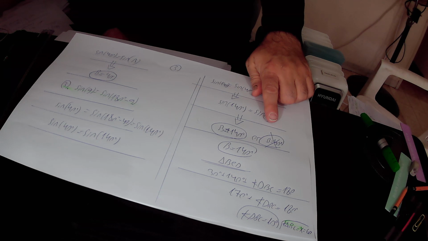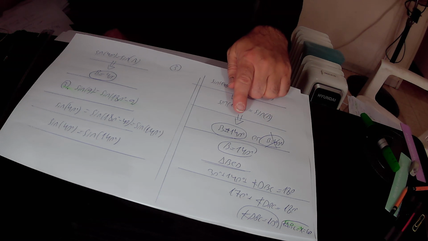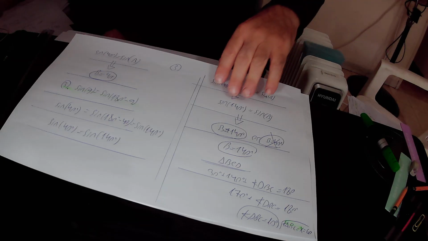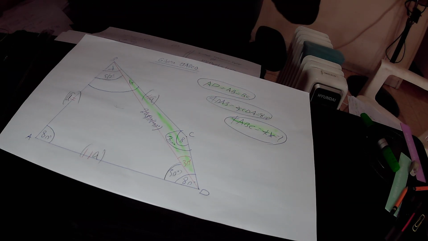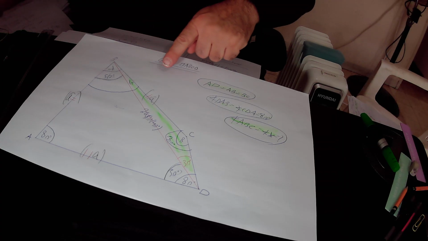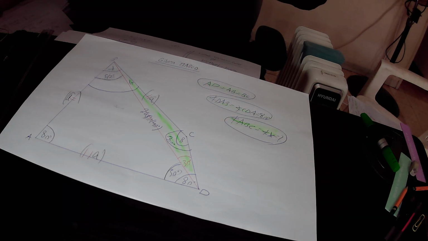Now we took into account only the second solution for beta, that definitely beta equals 140 degrees in size. This is angle beta equal to 140 degrees in size. We know that the sum of the angles in any triangle is equal to 180 degrees, so the sum of the angles in this green triangle BCD equals 180 degrees.